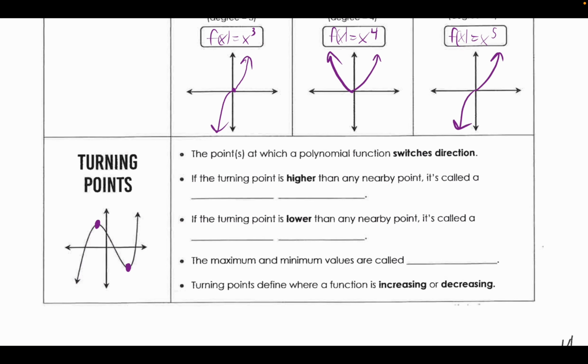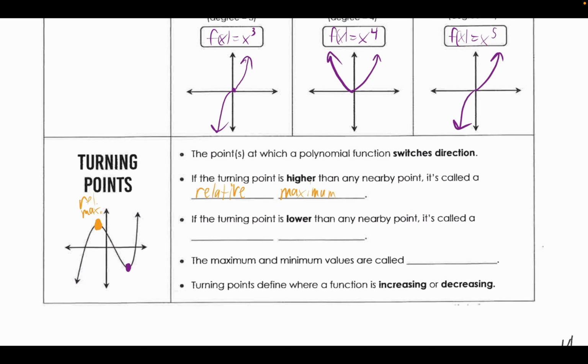They're also thought of as the highest and lowest points, which is what we're going to talk about right here with these bullets. So if the turning point is higher than any nearby point, which is the case here, it is called a relative maximum. Now, this point right here in orange is the relative maximum, which you might want to label. I will abbreviate.